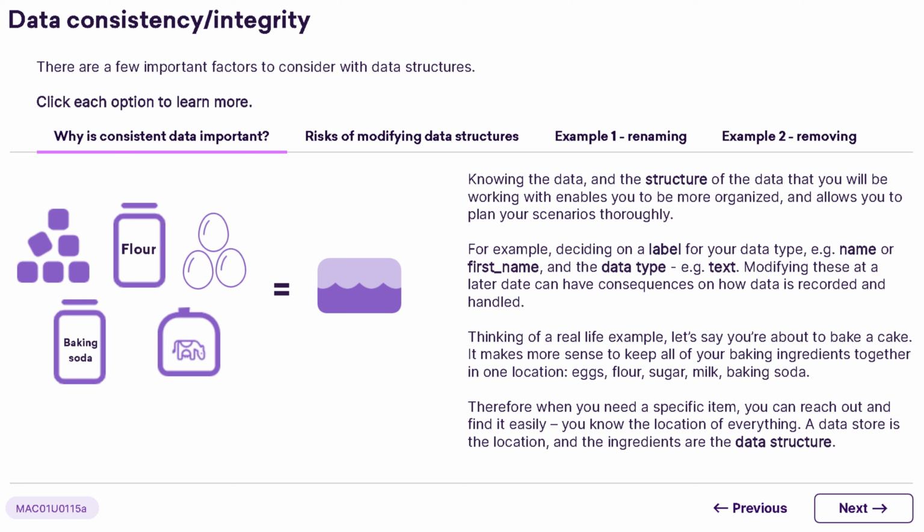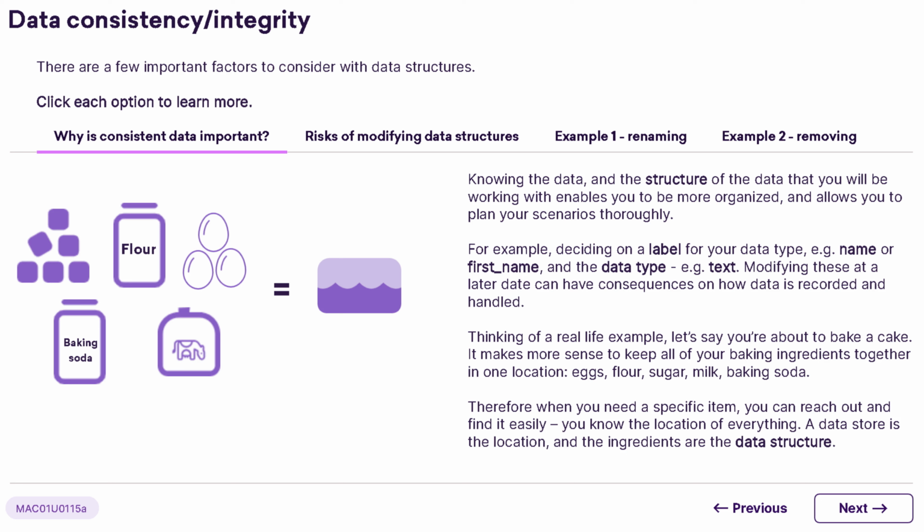Consistent data ensures that you can organize and plan your projects efficiently. A key part of this process involves choosing the right labels for your data types, like deciding between using name or first_name. Similarly, selecting the appropriate data type, such as text, is essential. If you change these decisions midway, it can lead to complications in data handling and recording.